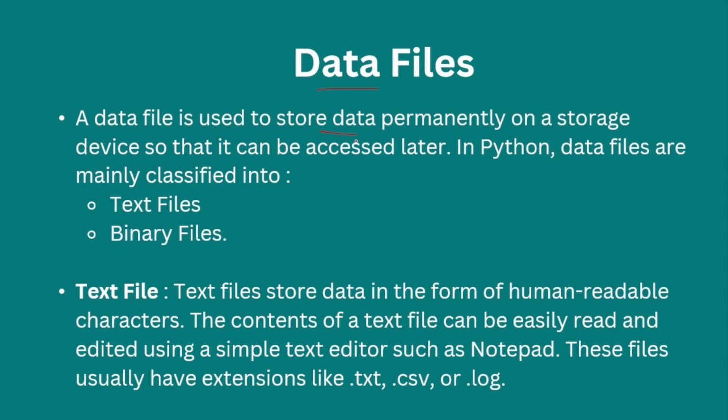In order to store data permanently on a storage device, we need a file, and that file is called a data file. And we saw that data files are classified into text files and binary files. A text file is used to store data in the form of human readable characters. We just saw a text file where it was written a sample file to show an example of a text file. There it was human readable. We could directly read it from that simple text file, right? The contents of a text file can be easily read and edited using a simple text editor such as Notepad. These usually have extensions .txt, .csv and .log.